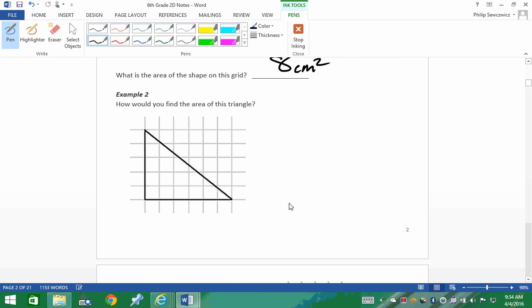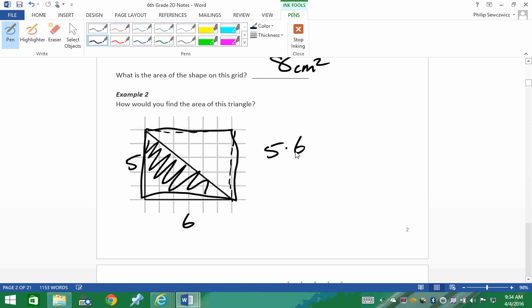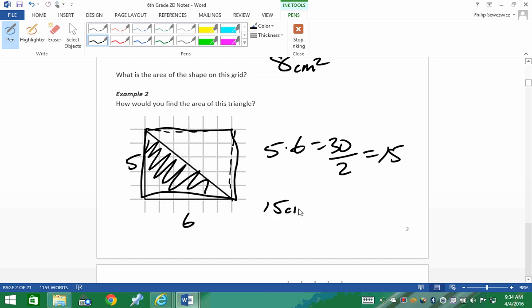Now your triangles. What we want you to notice here is that all a triangle really is, is half of a rectangle. So let's see here. It's 1, 2, 3, 4, 5, 6, and 1, 2, 3, 4, 5. So it's a 5 by 6. This rectangle here is 5 by 6. But remember, we only want half of it. I only want this amount. So 5 times 6 gives me 30. But wait, I only want half of it, so I'm going to divide by 2, and there's my 15. We're going to use centimeters squared for all of them.